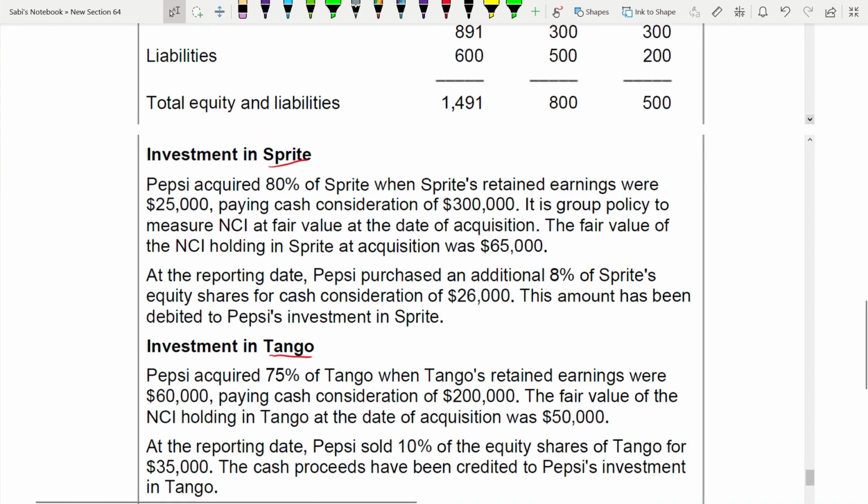So Pepsi acquired 80% of Sprite. That means it was a subsidiary at that time. Retained earnings were 25,000. For cash consideration, they paid 300,000 to get it. Group policy is NCI at fair value. Fair value of NCI is 65,000. Additional 8% means it becomes 88%, right? For cash consideration of 26,000.